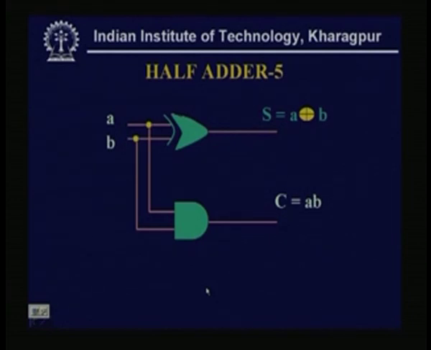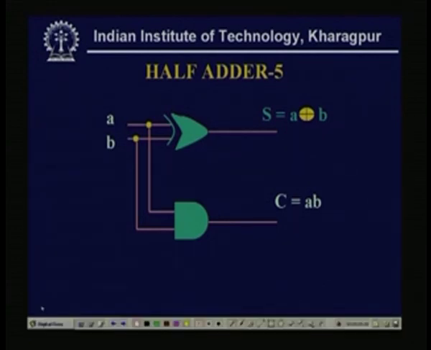Now, this is another realization possible. See, what was my expression for that sum? That is nothing but A B dash plus A dash B, which is a 2-input XOR. A and B, and this is my sum. So, that is realized by a simple XOR gate, and A B, the same inputs I am taking, then C equal to A B.